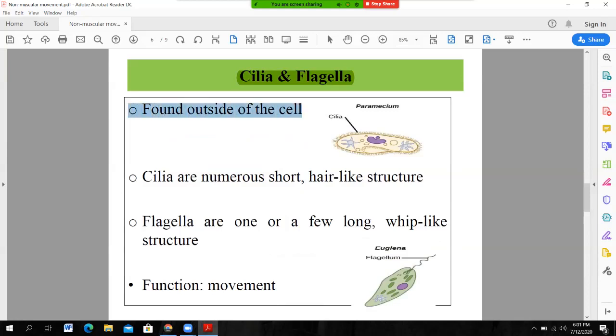Both structures are found outside the cell. These are cilia, found outside the cell. This is flagella, also found outside the cell. Cilia are numerous, short hair-like structures found outside the cell. Flagella are one or found in a pair, and they are long hair-like structures. Cilia are short hair-like structures, and flagella are long whip-like structures. The function of both cilia and flagella is to provide movement.